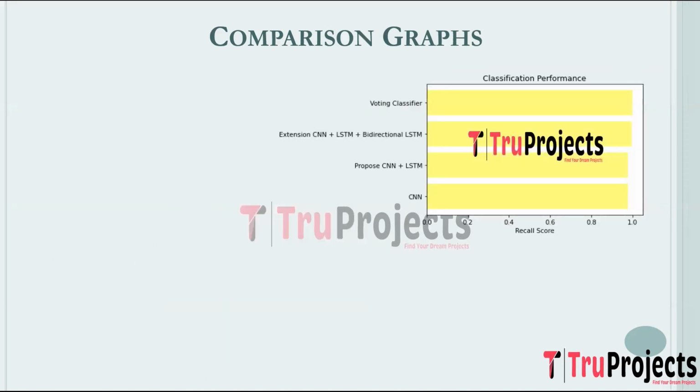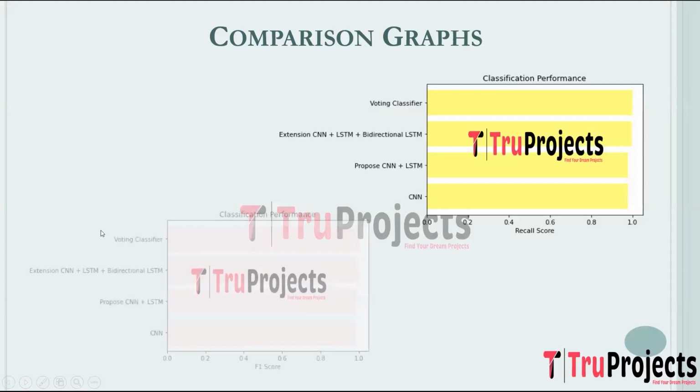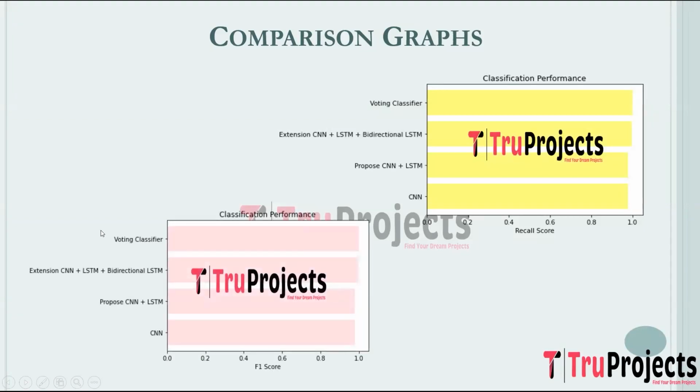This is the recall comparison graph. Recall is also known as sensitivity or true positive rate. It is the ratio of true positives to the total actual positives, measuring the model's ability to capture all relevant instances without missing any. This is the F1 score comparison graph.